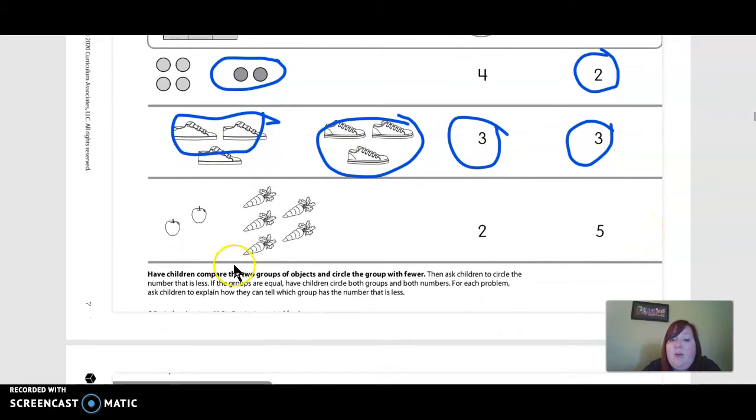Okay, the next one. How many apples are there? 2. And how many carrots are there? 5. Which one is less? The 2. Good job. Okay, now we are going to do a math lesson. So we are not going to do the packet anymore.